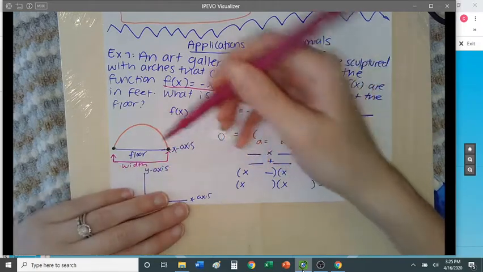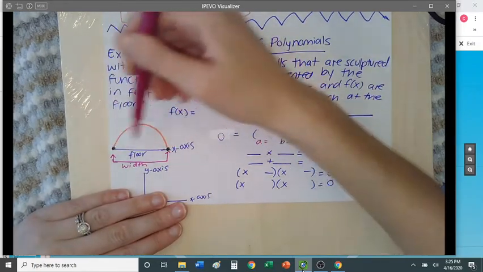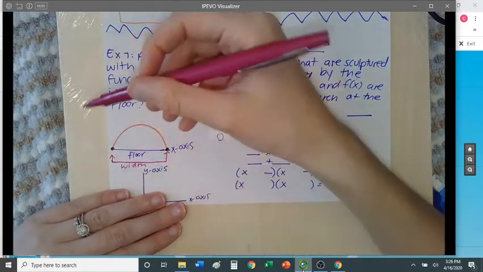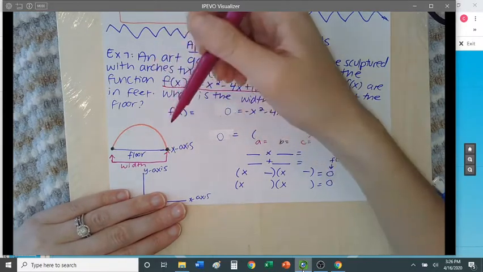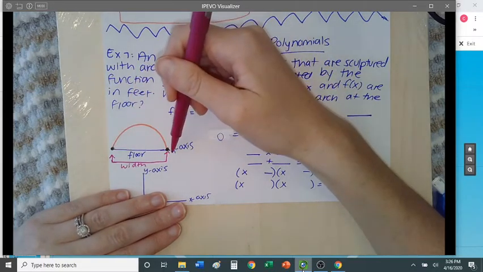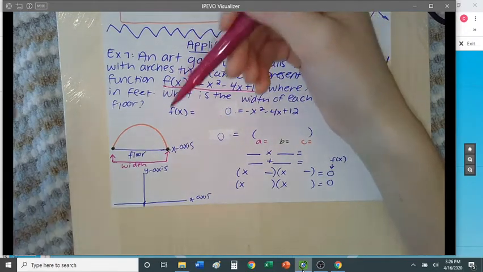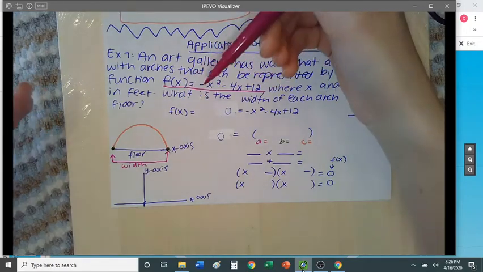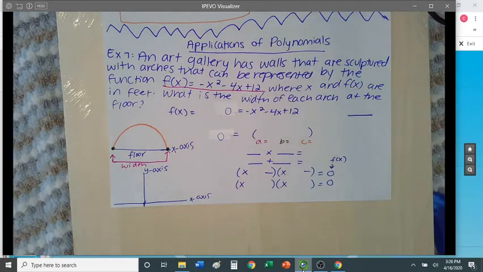We have the floor. Here's the pretty arch. And the problem is curious as to what is the width, or how far apart are we in between these 2 points on the x-axis? Or how far apart are we from our x-intercepts? Okay, so in order for me to find the width of the arch, guess what I have to find? I have to find my x-intercepts, or my roots, or my zeros, or my solutions, which means I need to solve for x.